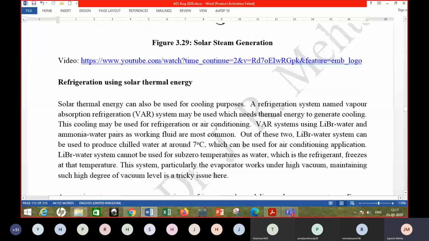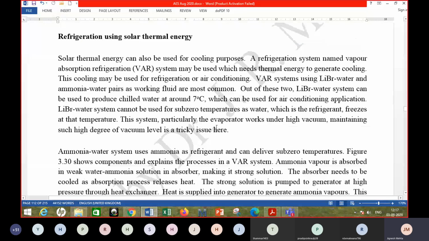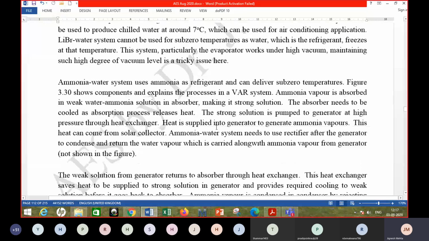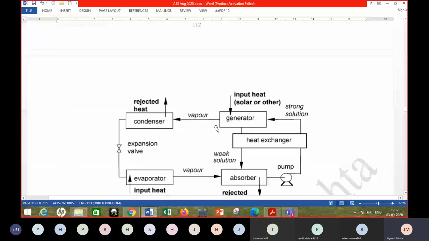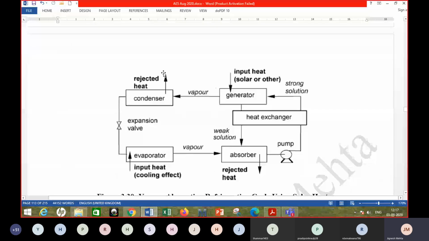So if you focus on the left hand side here, what you find is there is a condenser. So you can recall a vapor compression refrigeration cycle. In that there is a compressor. After the compressor there is a condenser, or you can think of an air conditioner at your home, or the refrigerator at your home. So there is a condenser, right?